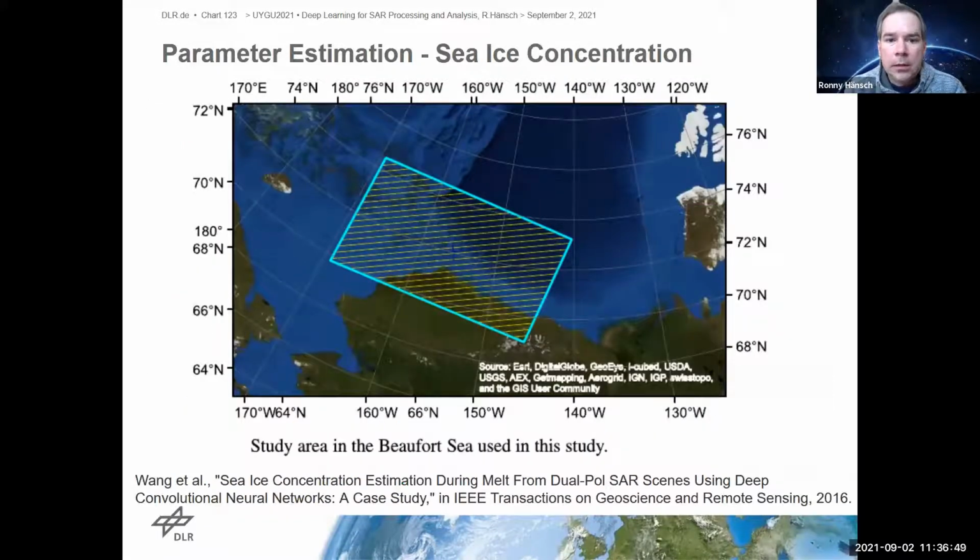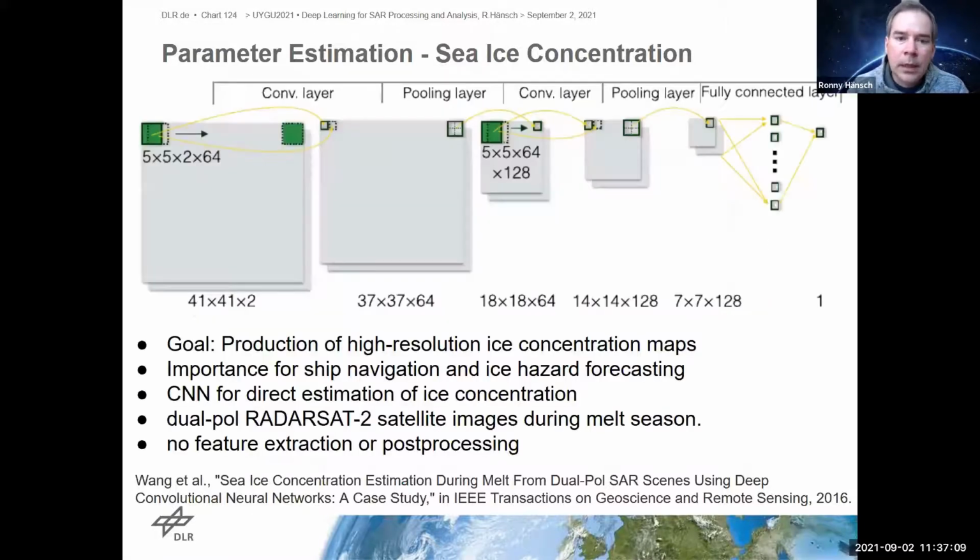Another one is estimating the sea ice concentration over land and ocean, mostly ocean. Sea ice, it's ocean, but you can have portions of land in your image area, of course. So this is a study area they used in this paper, but it's not the only paper that tried to do that. They used a quite standard convolutional network, right? So we have a couple of convolution and pooling layers and, at the end, fully connected layers. So it's a standard ConvNet. They used radar images of 2 areas during melt season, and they just used those images. So there was no pre-processing or feature extraction going on.